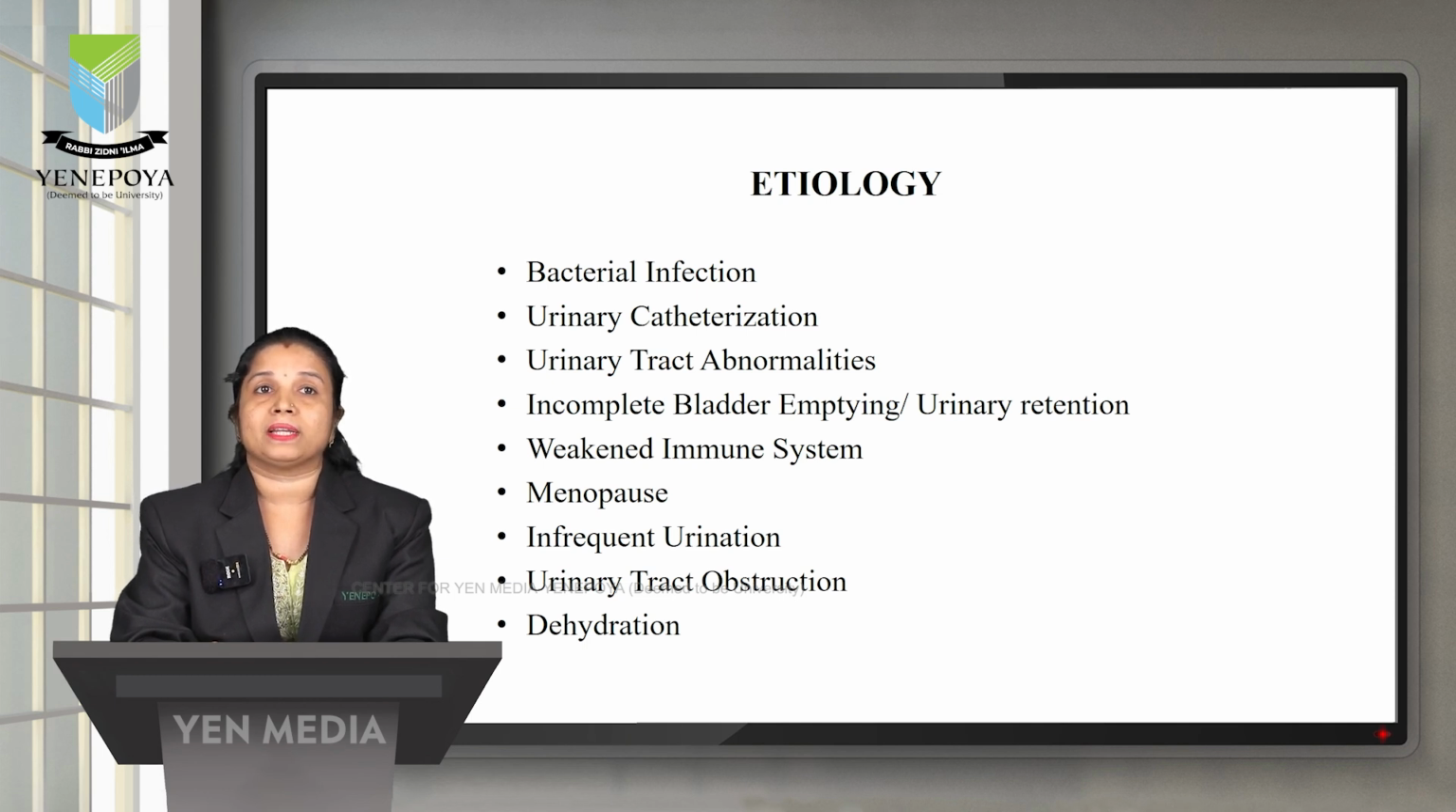The third causative factor is urinary tract abnormality. It may be due to kidney stone or vesicoureteral reflux. What is happening in this condition? The urine flows back into the kidney. Other urinary tract abnormalities include enlargement of the prostate gland or prostatitis. The next factor is incomplete bladder emptying. If the person is not emptying the bladder, the urine will stagnate there. Then there may be a growth of bacteria, which leads to UTI.